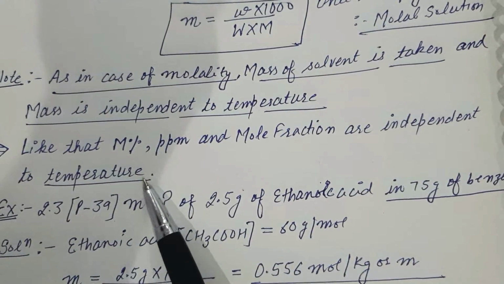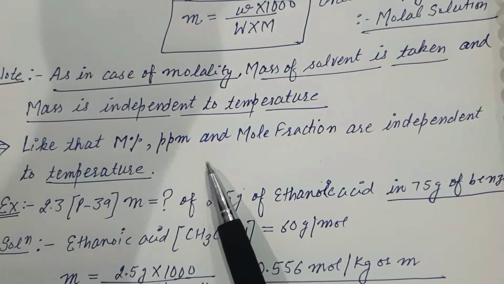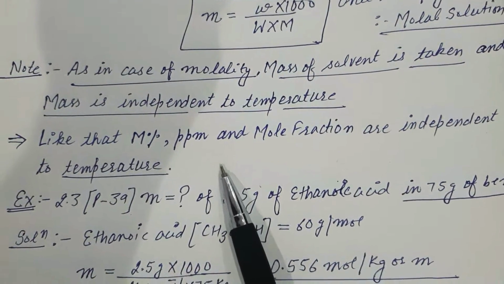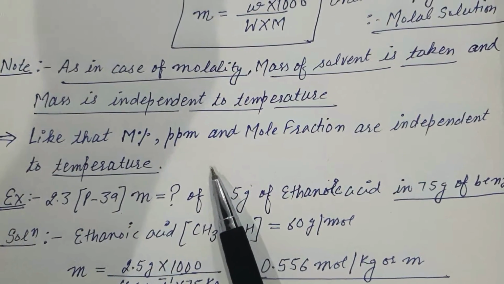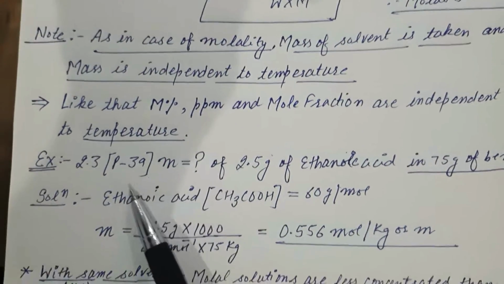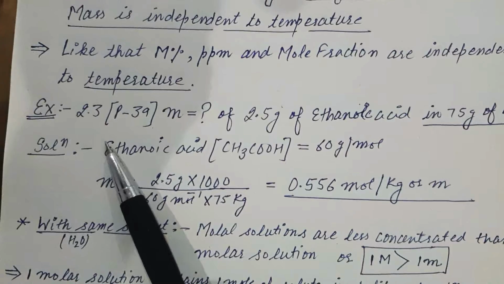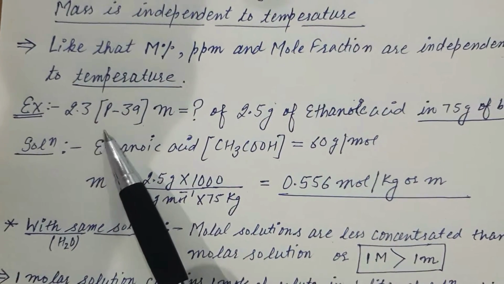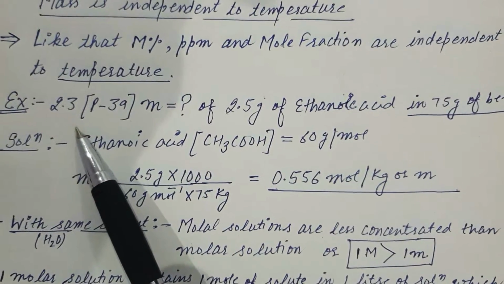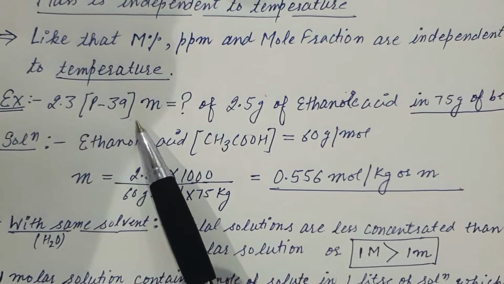Why is it independent of temperature? Because in this case mass is taken and mass is an independent parameter of temperature. Let's take an example of molality from NCERT exercise question number 2.3, page number 39.